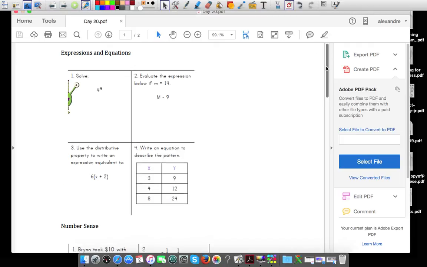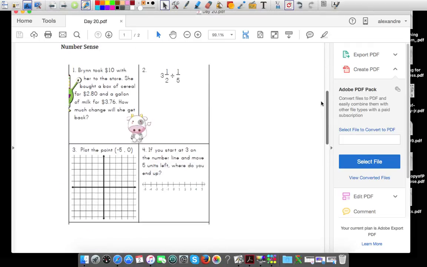Lower this a little bit. I don't know why my computer always heats up when I do this.